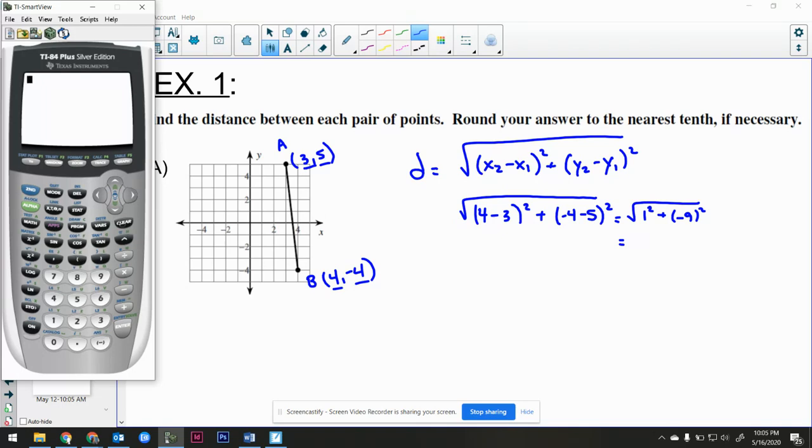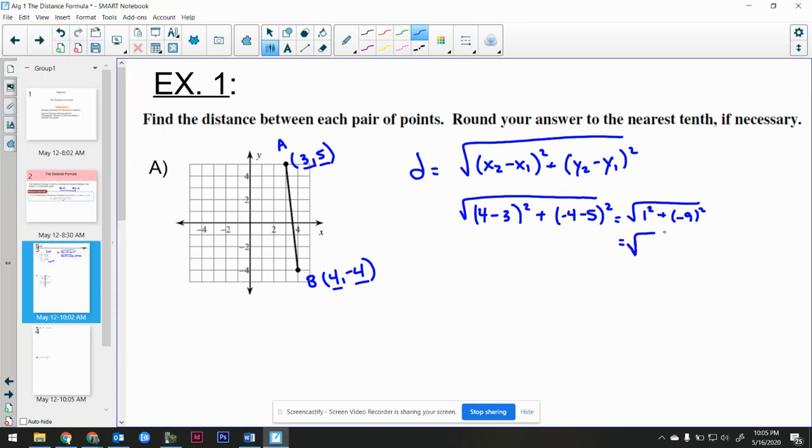So we got this. Let's just do this. Let's go 1 squared plus, and then here's where I have to do my parentheses, (-9) squared. Don't forget parentheses. So we got the square root of 82, and then it says round to the nearest tenth.